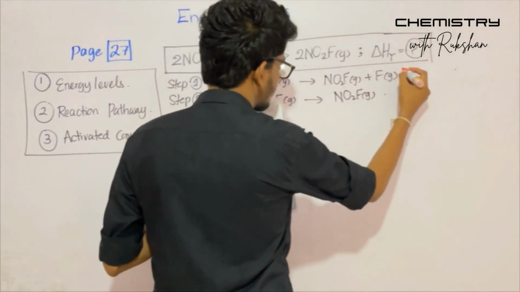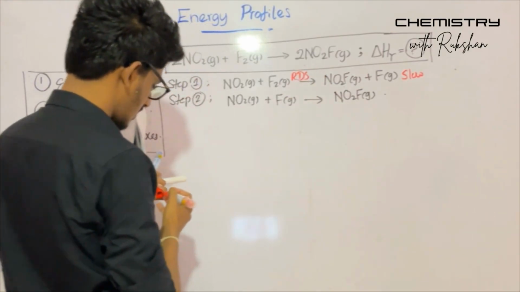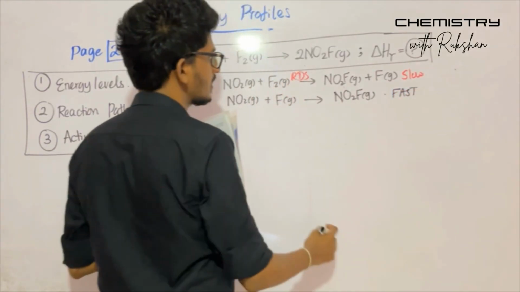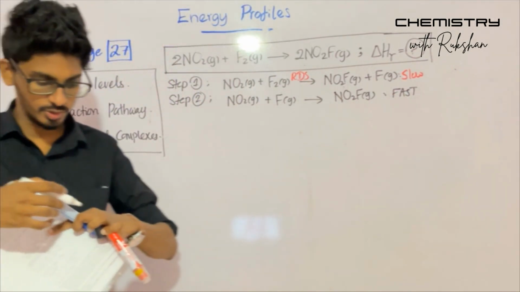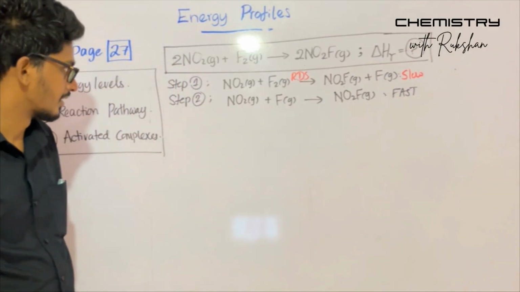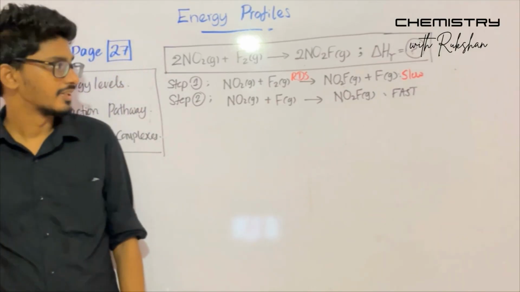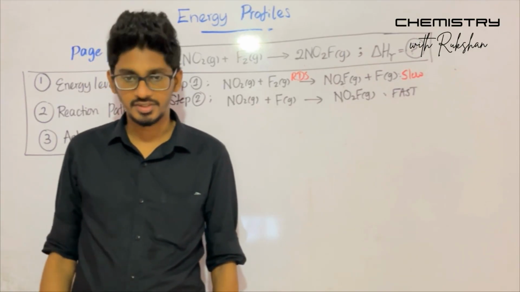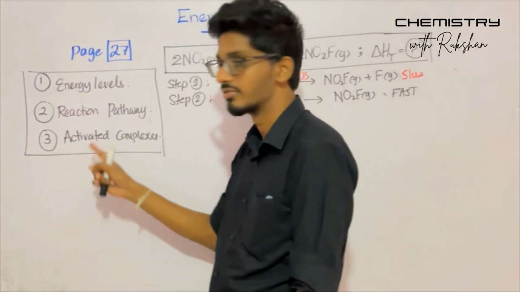They are saying that this one is slow, meaning it is the RDS, right? And they are saying this one is fast, right? So that mechanism is also given. They have given you the mechanism, right? And now we are trying to come up with the correct energy profile for this kind of reaction and this kind of mechanism, right? Okay, let's start drawing the energy profile by following these three things one by one, right?